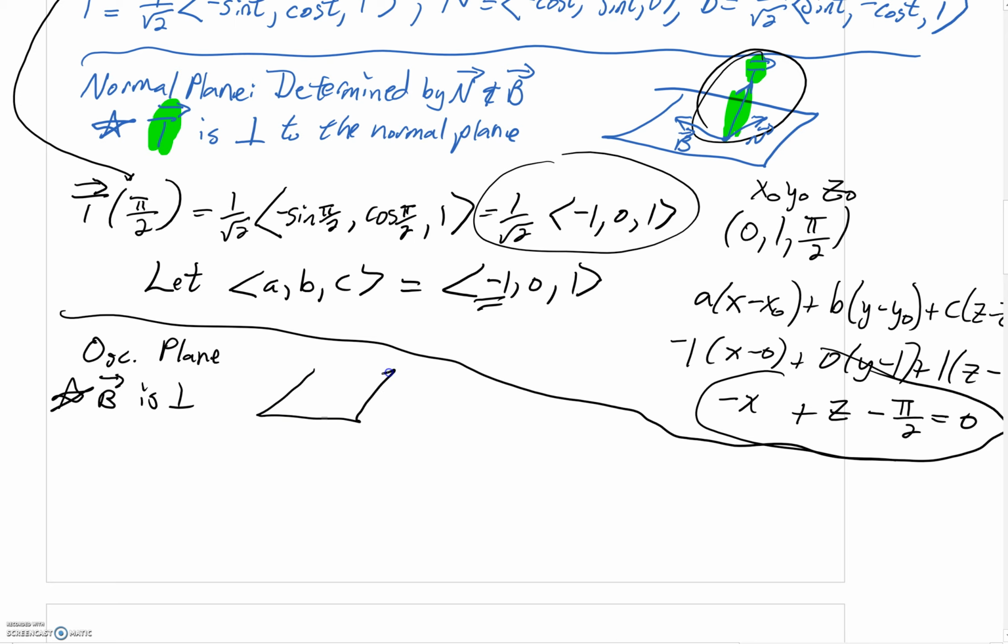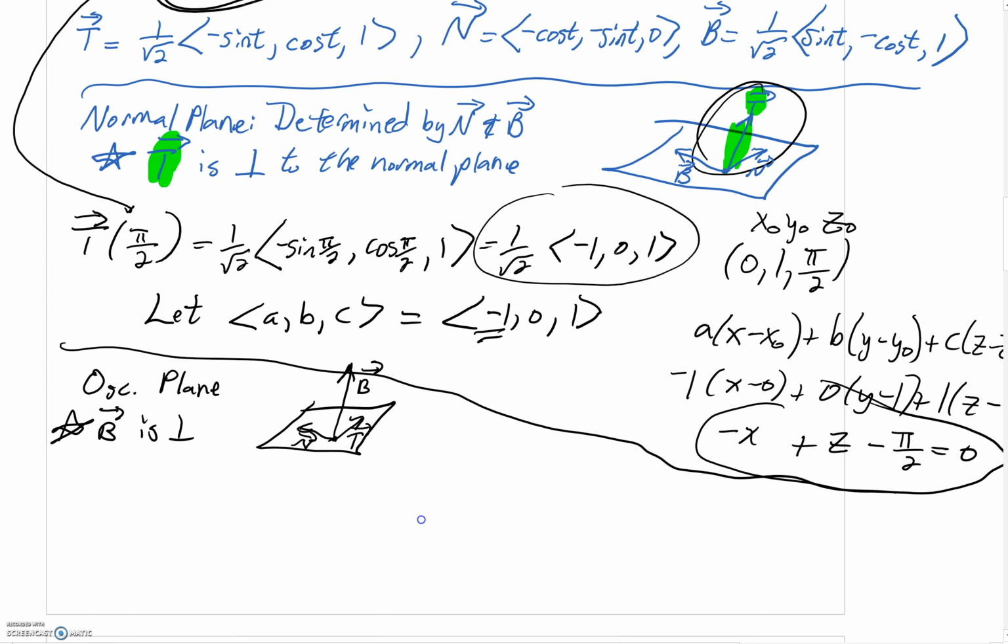The osculating plane, like we said earlier, you've got a tangent vector, unit tangent vector right here. You've got your unit normal vector. That's what determines the osculating plane. But our binormal vector, that's the one that's perpendicular. That's the most critical part. That's knowing your A, B, and C.